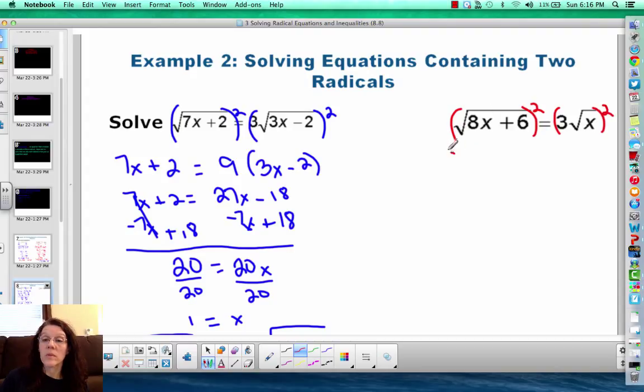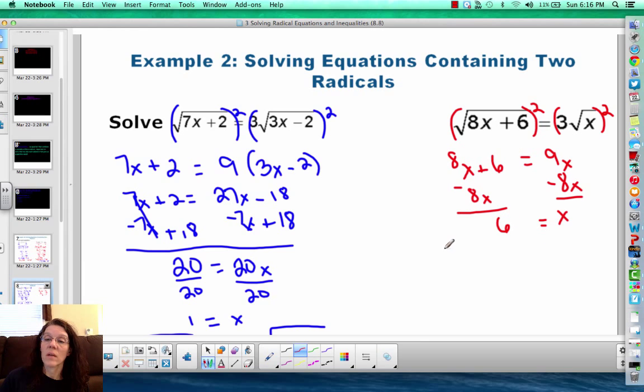Squaring a square root simply gets rid of the radical. So we have 8x plus 6 equals 3 squared is 9, because it's not under a radical, and then we have 9x. So we subtract 8x from this side, and if we do it to one side, we have to do it to the other. So we get x equals 6.